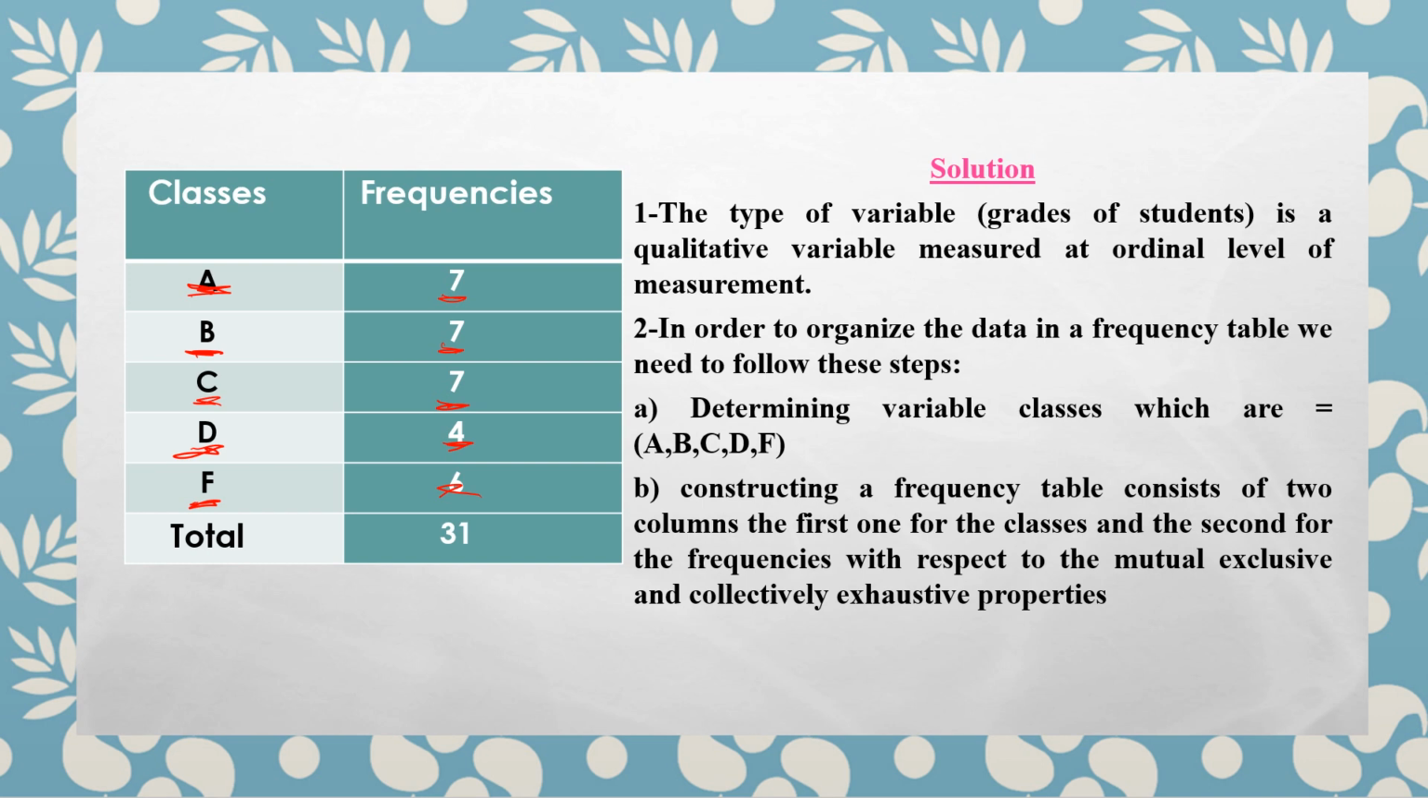So the total frequencies for the whole 5 classes equals 31. Again, we should check that we apply the 2 properties, mutually exclusive and collectively exhaustive, which means all the sample individuals are recorded in our frequency table, and no sample unit is repeated in more than 1 class.